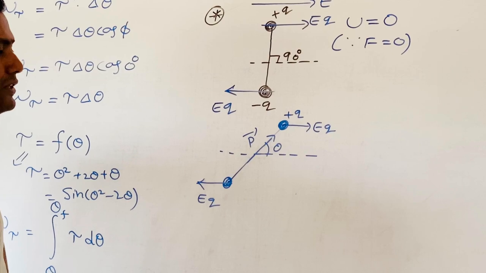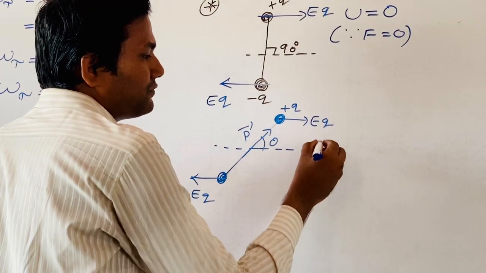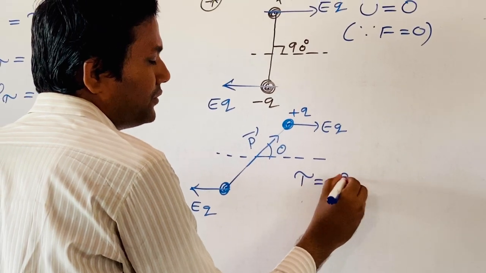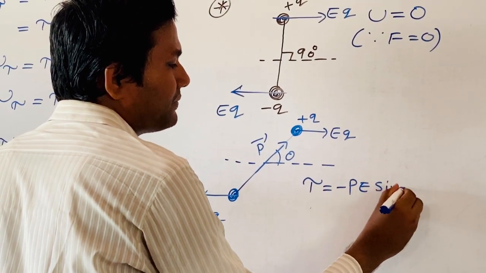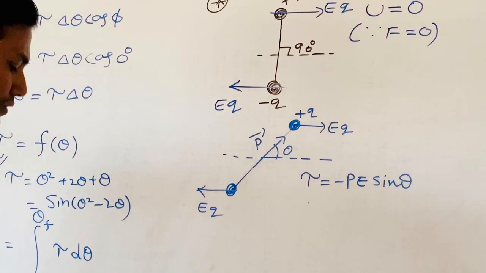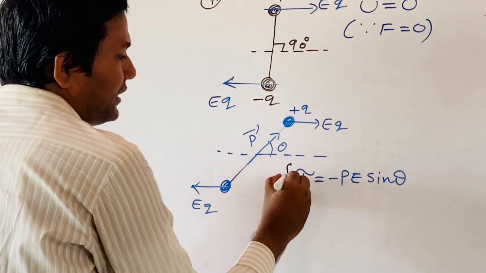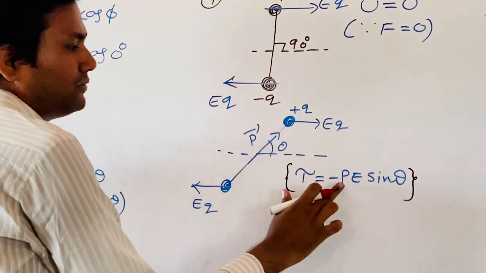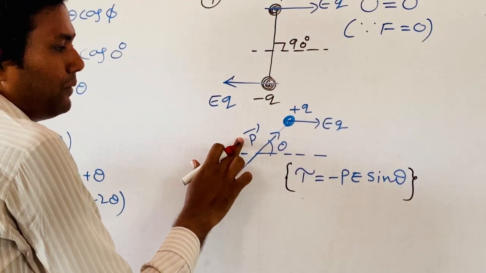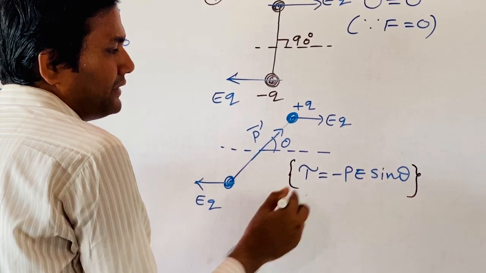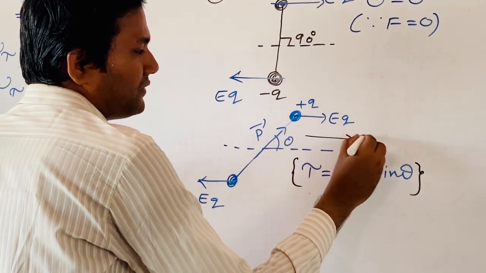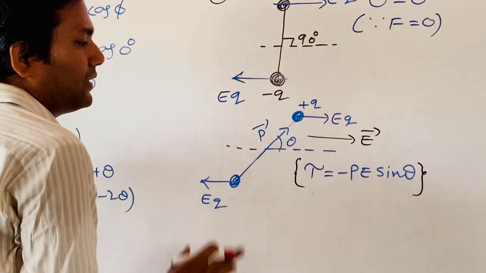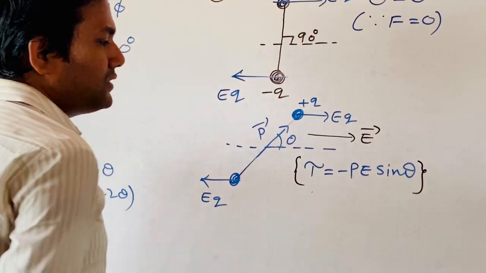In the previous video we found the expression for this type of rotational motion: tau is equal to minus P E sin theta. Here tau denotes the torque experienced by the dipole, P is the magnitude of the dipole moment, and E bar is the direction of the electric field. You are seeing the direction of the electric field in this manner, and theta is the angle between P bar and E bar.